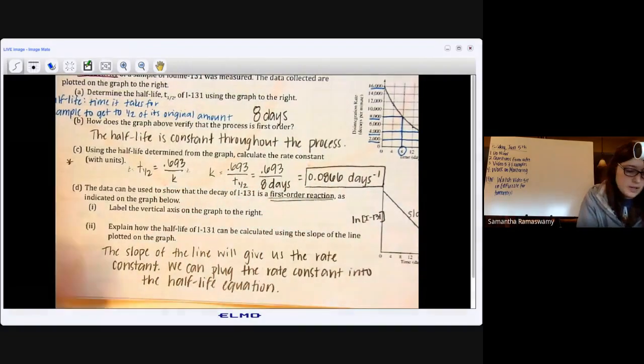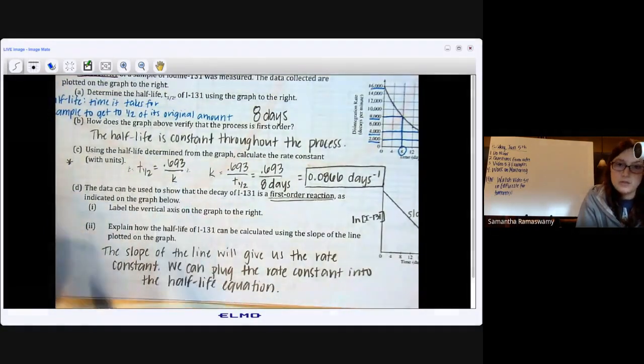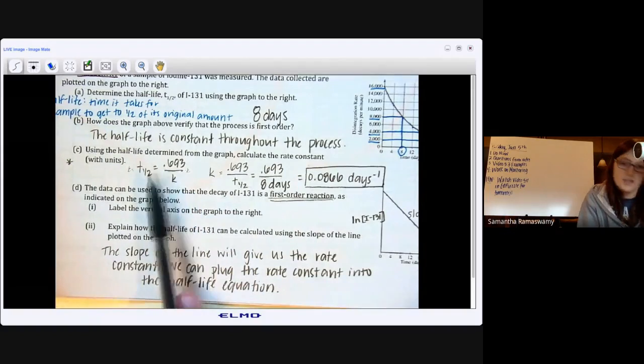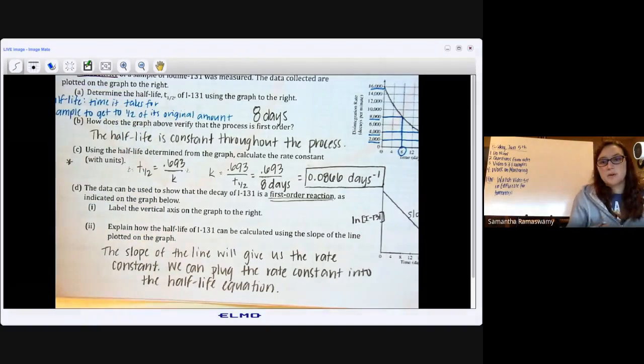So just like up here, we plugged in the half-life and solved for the rate constant, we could do the same thing. We could plug in the rate constant and solve for the half-life. So this is very much a type of free response question that College Board would ask.